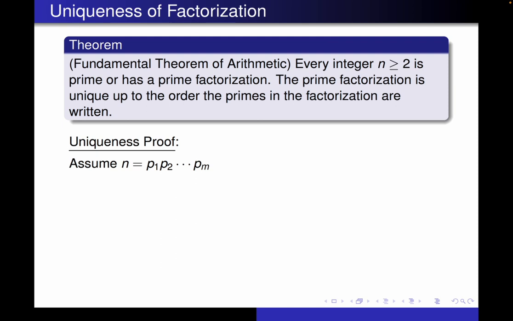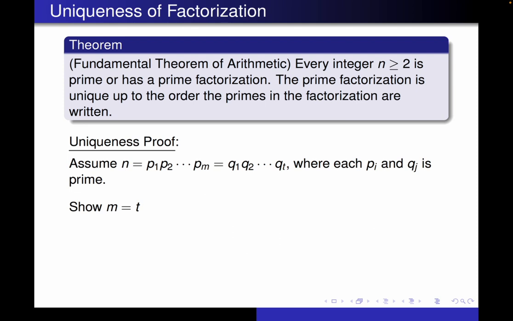So we're going to assume that n could be equal to p1 times p2 all the way to pm. That's one prime factorization. The other prime factorization is going to be q1 times q2 all the way to qt, where each of the p's and q's is prime. We're doing two things here, right? First of all, notice that the number of primes in the first prime factorization is m, and the second is t. So we're leaving open the possibility that we could have a different number of primes in each one. If we were to show that m is equal to t, that tells us that both prime factorizations have the same number of primes.